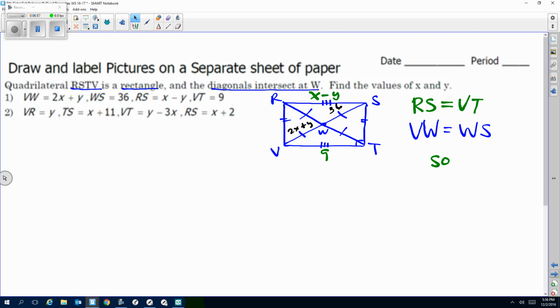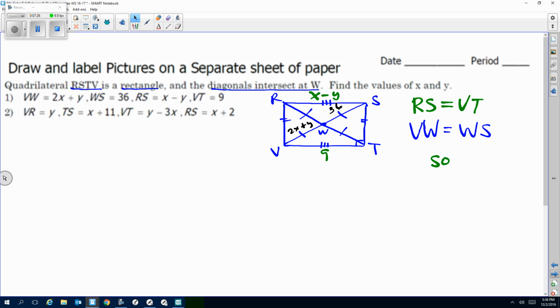This first one is requiring us to retrace some algebra skills. We have a rectangle. The diagonals intersect at W, so I drew a rectangle with the intersection. If it's a rectangle, the diagonals are congruent, and so they bisect each other. And I went ahead and labeled VW as 2x plus y, WS was 36, and RS was x minus y, and VT equals 9.